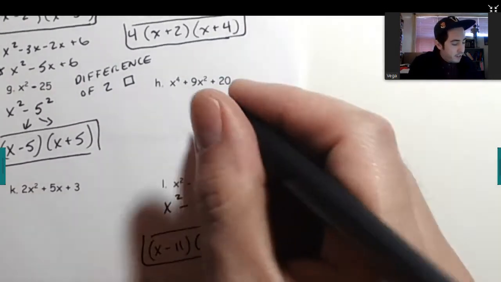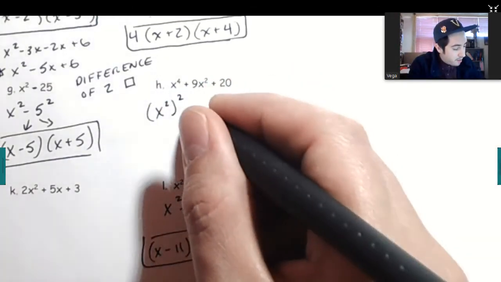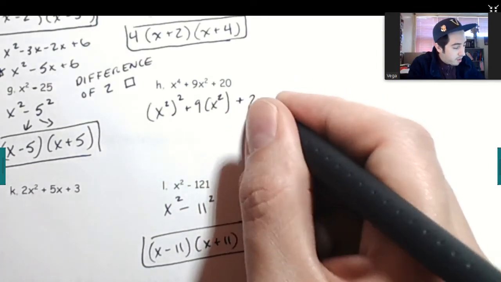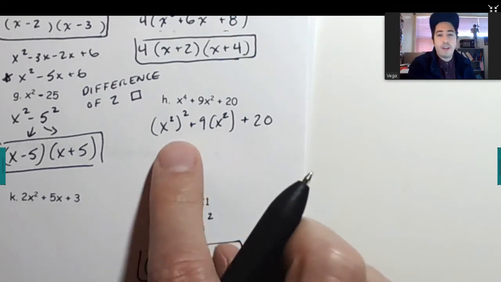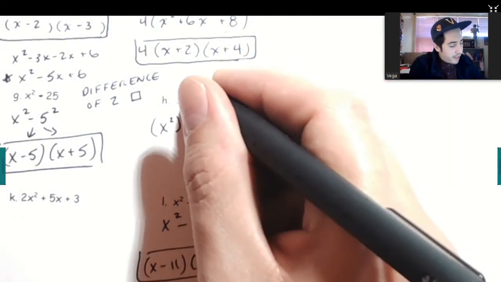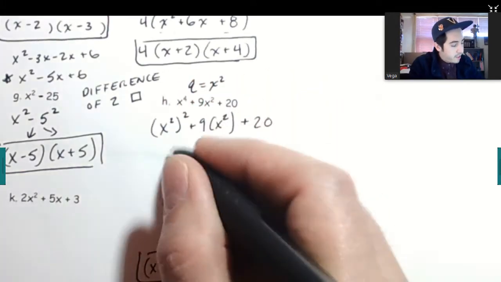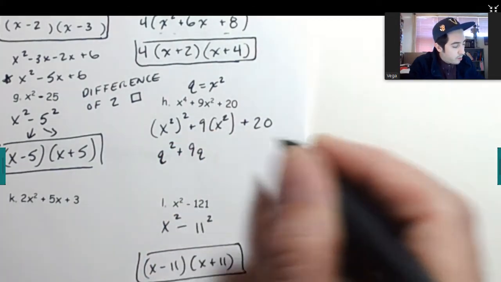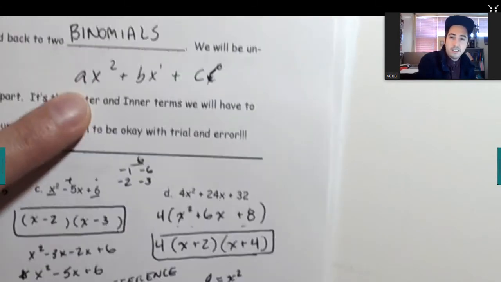Yeah, they can. This is actually x squared plus 9x squared plus 20. So what if I rewrite this like this? I'm going to say that q equals x squared, and I'm going to write this again as q squared plus 9q plus 20. Is this really that different than this?